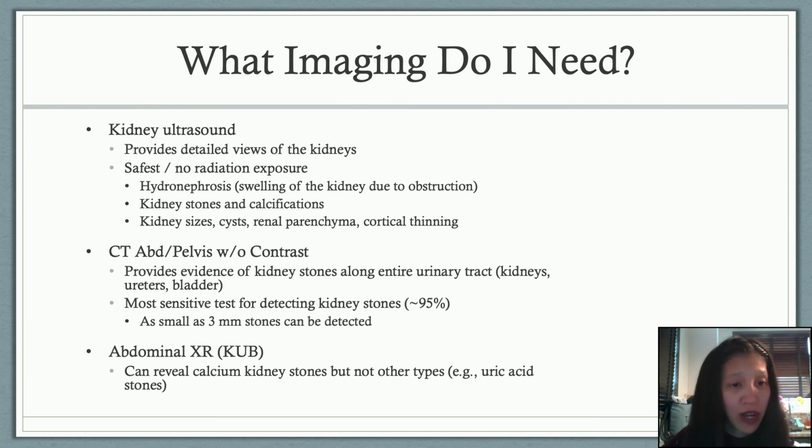Sometimes we'll get an abdominal X-ray. Oftentimes we can start with an abdominal X-ray or a KUB, which only really reveals calcium kidney stones, but not other types such as the uric acid stones I mentioned.